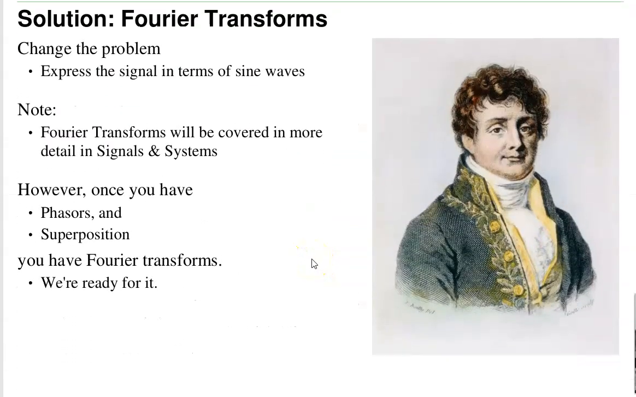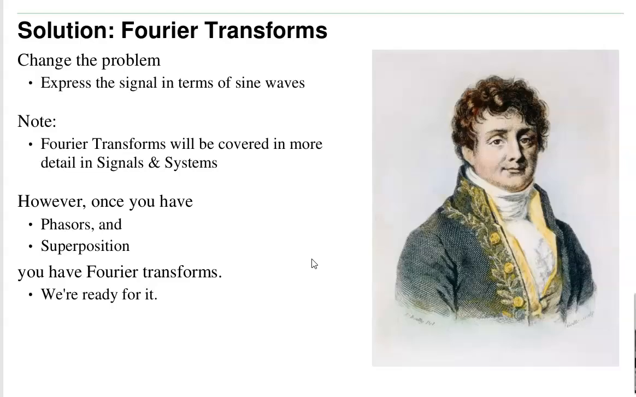Well, the solution is Fourier transforms. The trick is to change the problem. I've got an input where the input is periodic, but not a sine wave. Approximate that with a bunch of sine waves that have the same period. That's called the Fourier transform. This is something you're going to do when you take signals and systems. However, at this point, we're ready for it. Once you have phasors, once you have superposition, you've got Fourier transforms.